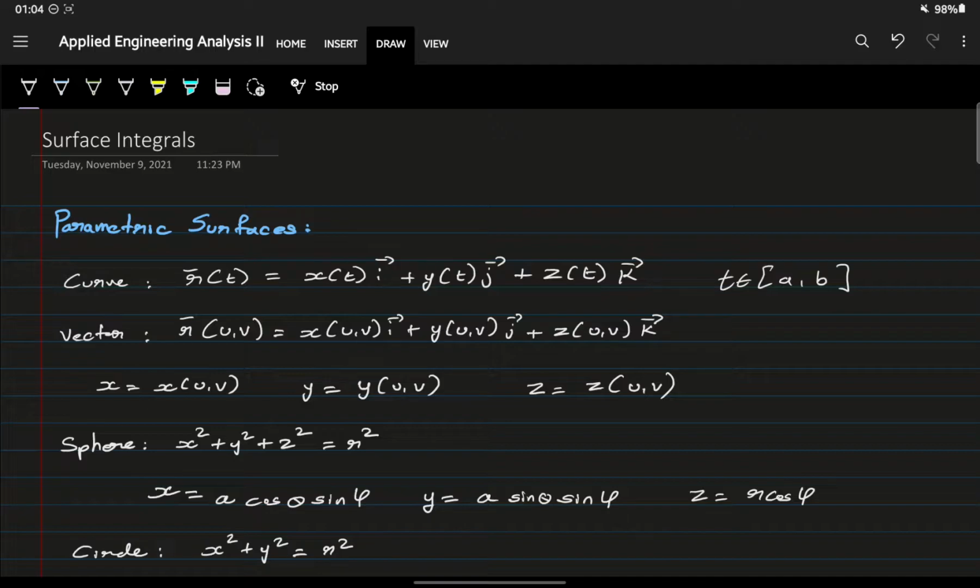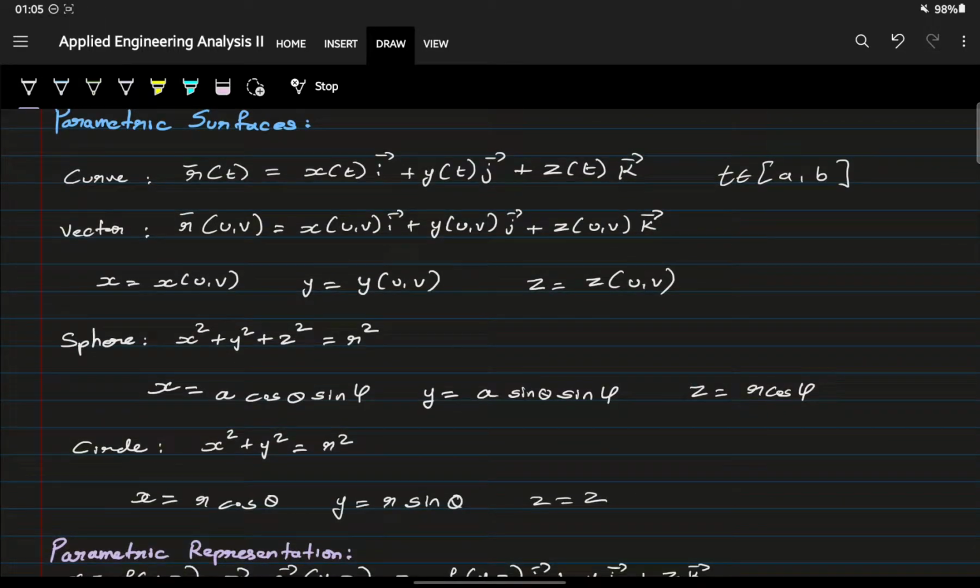So what we usually need to do is write down the parametric equations for any surface equation provided to us. Basically, we substitute x with x(u,v), y with y(u,v), and z with z(u,v). These are some commonly used parametric forms of a sphere and a circle, where x squared plus y squared plus z squared is equal to r squared, where r is the radius.